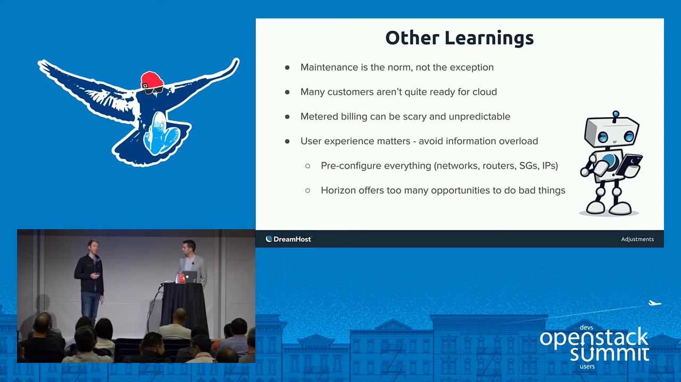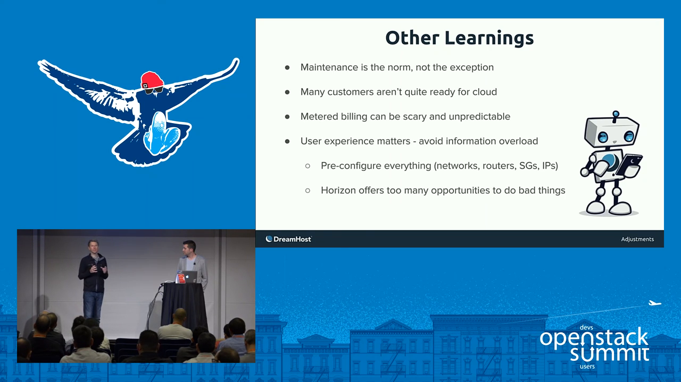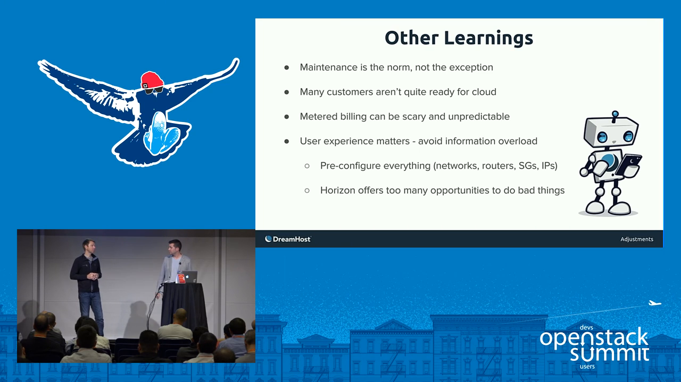And user experience matters a lot. We've found that we want to avoid information overload. We try to pre-configure everything as much as we can, and that's helped a lot. When we launched with Horizon in our beta cluster, customers had to create a network, create a router, and allocate floating IPs to be able to assign. We did a quick start type of thing where it automatically created all of that and allocated IPs so a customer could just log in and launch an instance. Having to go through all that process was too much. So we're trying to simplify that as much as possible, and I think customers really appreciate that.